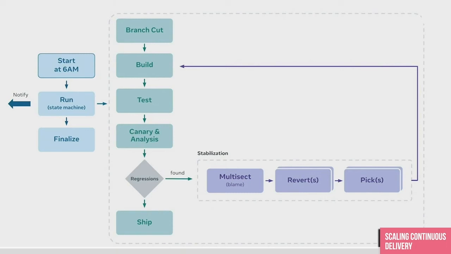It's a run, it has a state machine, it knows how to proceed from each step to another. It's actually the brain of this flow. We start from the branch cut, and then we build, test, and run a canary analysis. If we don't have any regressions, we ship. If we do have regressions, we go into the stabilization phase, which is running a multisect as part of our attribution, reverts and picks, and we start again from building, testing, canary, and running an analysis to verify that the issue was actually fixed. Having no regressions, we ship.